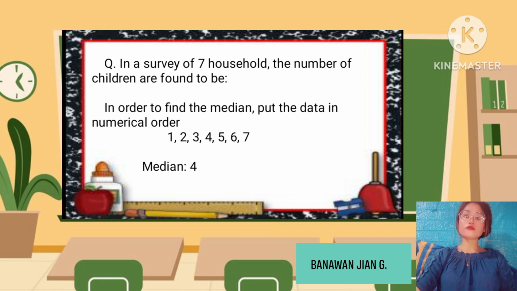So in order for us to find the median, we put the data in numerical order. So 1, 2, 3, 4, 5, 6, 7. So our median here is 4 because it is the center of the numbers. Okay, it's the middle value in the distribution.